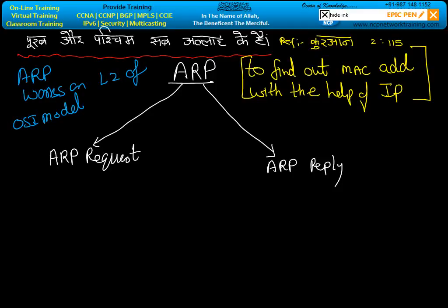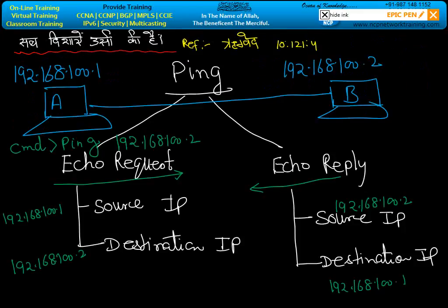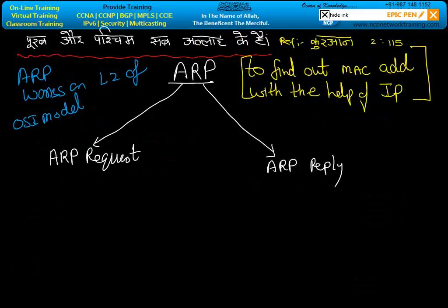Layer number 3, we will discuss in the OSI model. Ping works on L3, the network layer, layer number 3. It's a logical layer, they can be changed anytime. And ARP works on layer 2 of the OSI model.